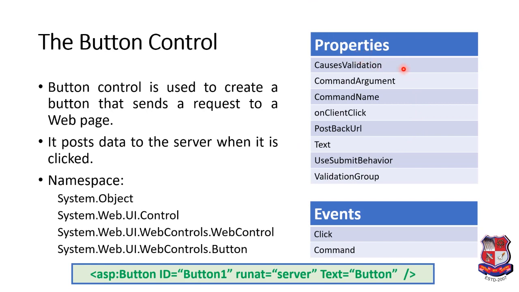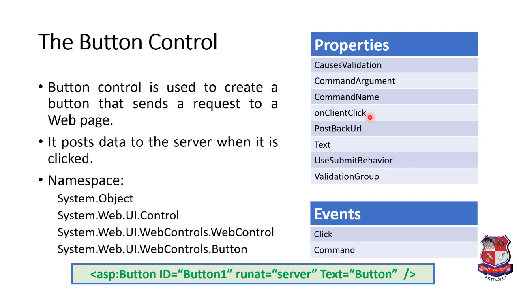Among that, first is CausesValidation. It is used to obtain or set a value indicating whether or not validation is performed when the button control is clicked. Next is CommandArgument. It is used to obtain or set an optional parameter passed to the command event along with the associated CommandName property. Next is CommandName. It is used to obtain or set the command name associated with the button control that is passed to the command event.